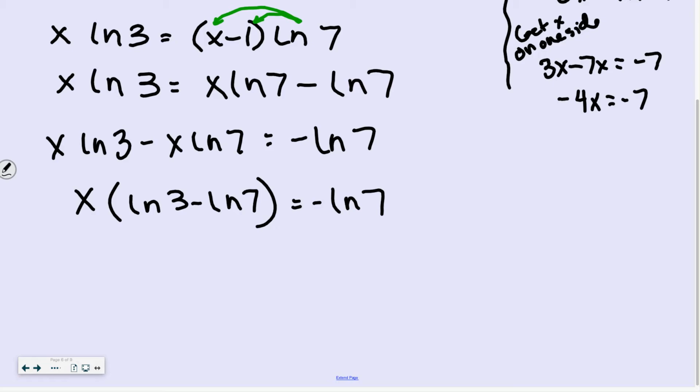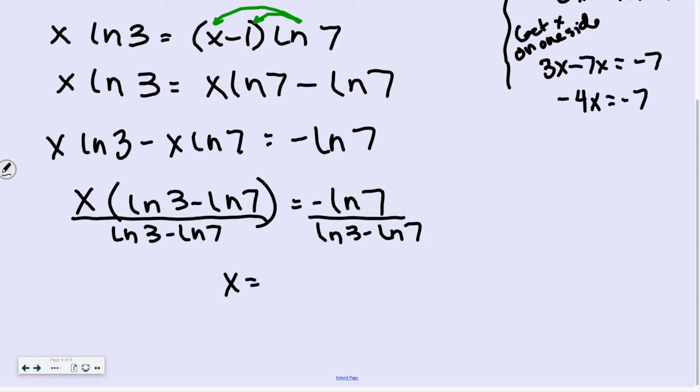If it's x times a bunch of stuff, what do you do? Yeah, you divide. You do the inverse operation of multiplication. Remember, all this stuff right here is just a number. It's a decimal minus another decimal, whatever the calculator will give you for natural log 7 or natural log 3 and natural log 7. So I could divide both sides by natural log 3 minus natural log 7. And so my answer is whatever natural log 7 over natural log 3 minus natural log 7 is.